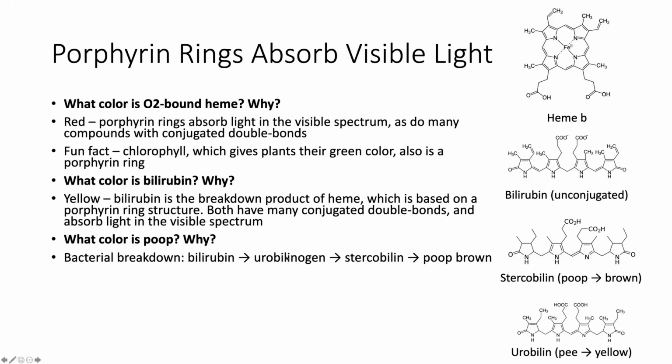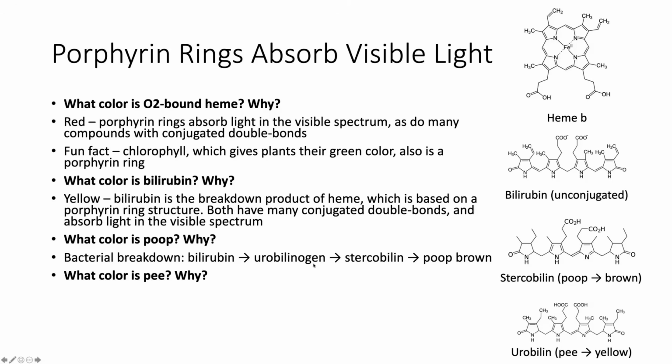Because you have bilirubin that's broken down into urobilinogen. Bacteria break bilirubin to urobilinogen, and from urobilinogen to stercobilin. So stercobilin is the brown thing. You can see it's very similar to bilirubin. It's extremely similar. And it also has a lot of conjugated double bonds, right? Double bond, single bond, double bond, single bond, double bond, single bond, double bond, right? Cool?